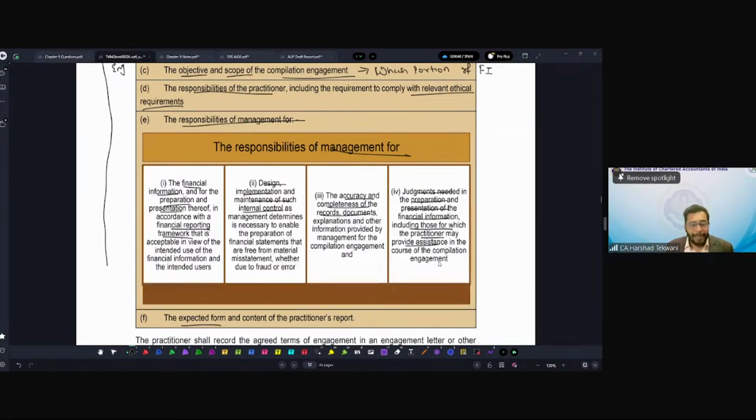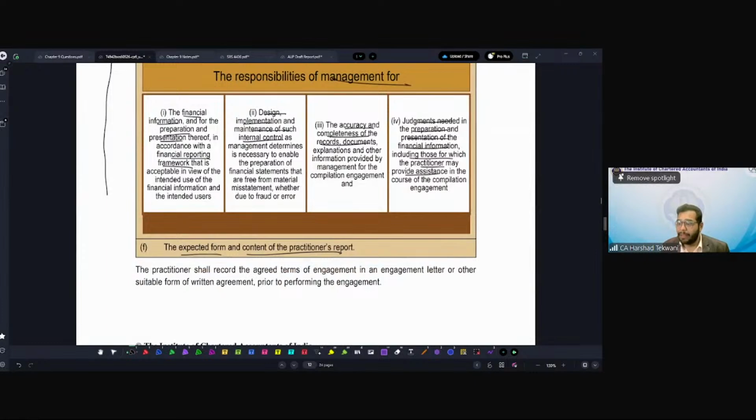The expected form and content of the practitioner's report. At times, for example, we are compiling the engagement, so what we'll do is we'll issue a report, and then in an annexure, we will attach the compiled information in the way the management wants. So the expected form and content of the report and the format in which the information will be compiled. And these are the minimum terms that you are required to specify in your engagement letter.